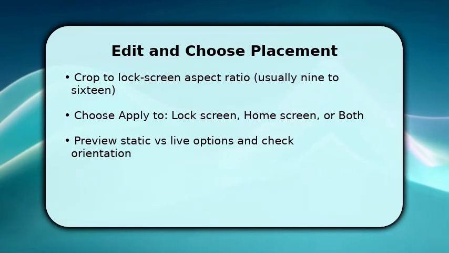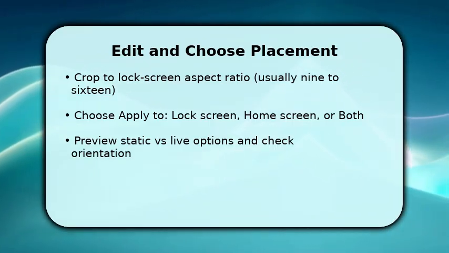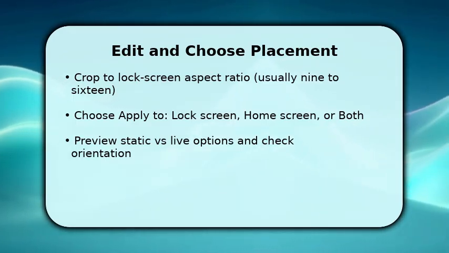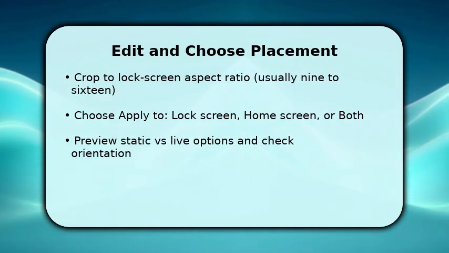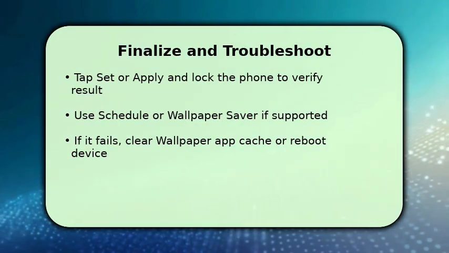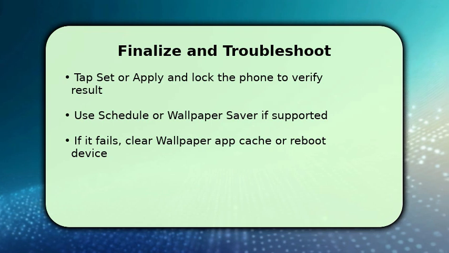If it's a live wallpaper, tap Settings to adjust animation or battery options. Make sure to preview on both portrait and landscape if your device supports it. Then confirm to continue. Finish by tapping Set or Apply, and then lock your phone to verify the new lock screen wallpaper appears as expected.